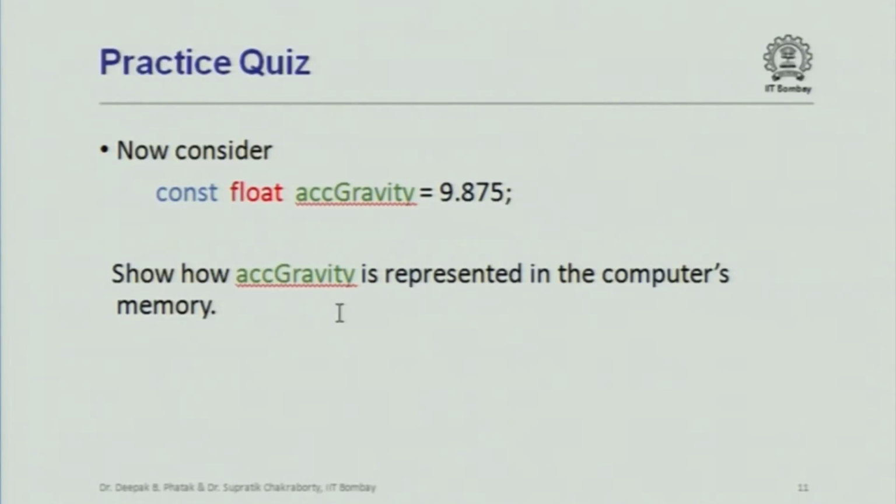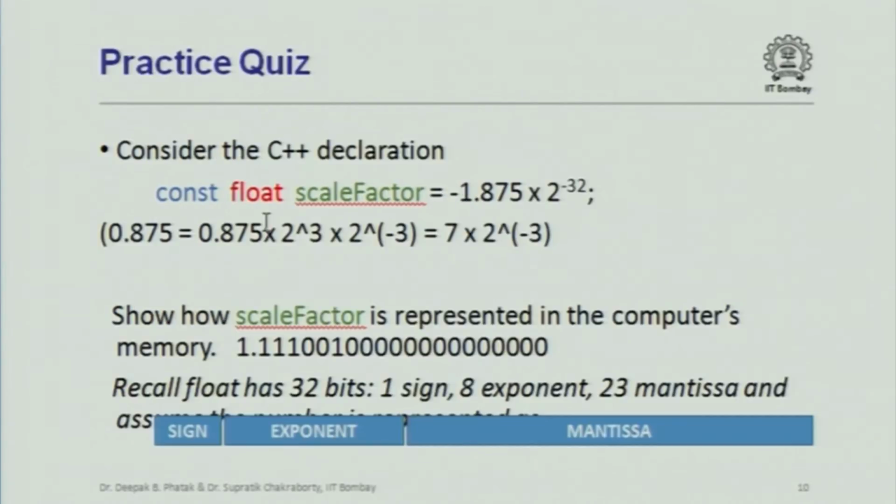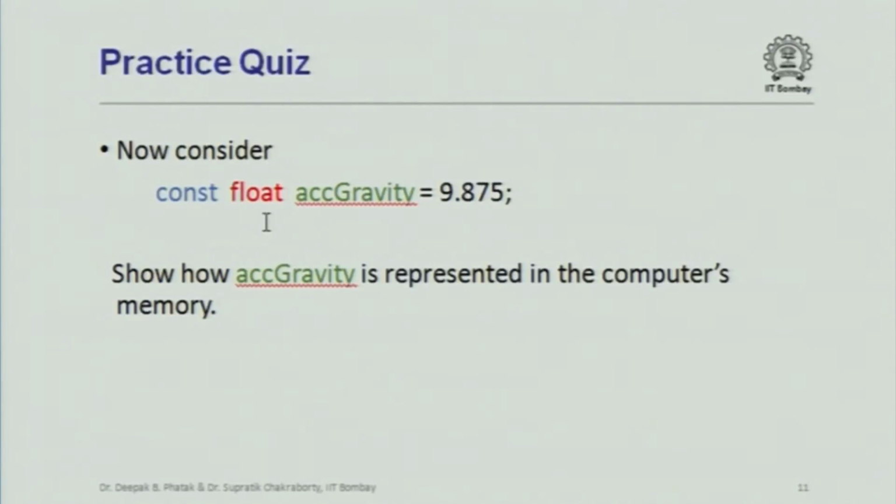Okay, this is a float, so it's the same representation: 1 bit sign, 8 bit exponent, 23 bits mantissa. But now this is 9.875; earlier it was 1.875 times 2 raised to minus 32. So we have gotten rid of that 2 raised to minus 32 over here, and instead of 1.875, it's 9.875. Now that all of you know the representation of 0.875, I hope you will be able to get the representation of 9.875, and then normalize the mantissa and find out what the exponent is. So can you try this out?